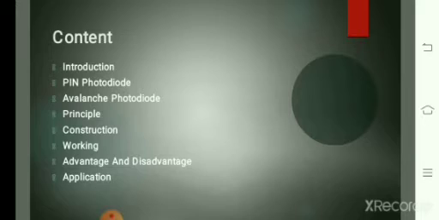My topic is optical detector. To move on, the content: introduction, PIN diode, avalanche photodiode, principle, construction, working, advantage and disadvantage, application.